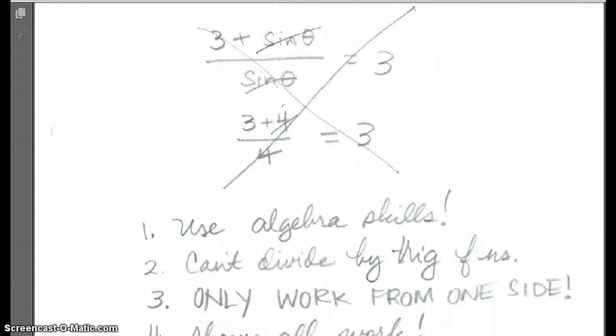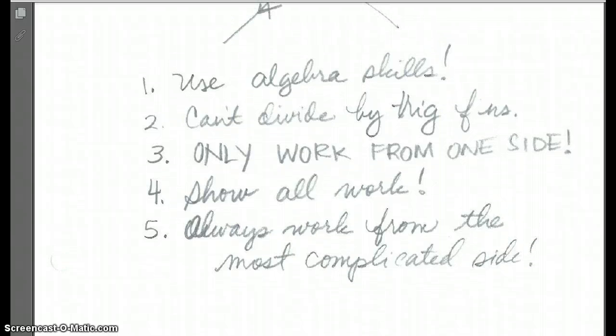But the thing with the identities, these are 5 rules that are going to get you through. First of all, remember your algebra skills. Remember finding least common denominators, multiplying by conjugates, being able to factor. And those tips are very useful.